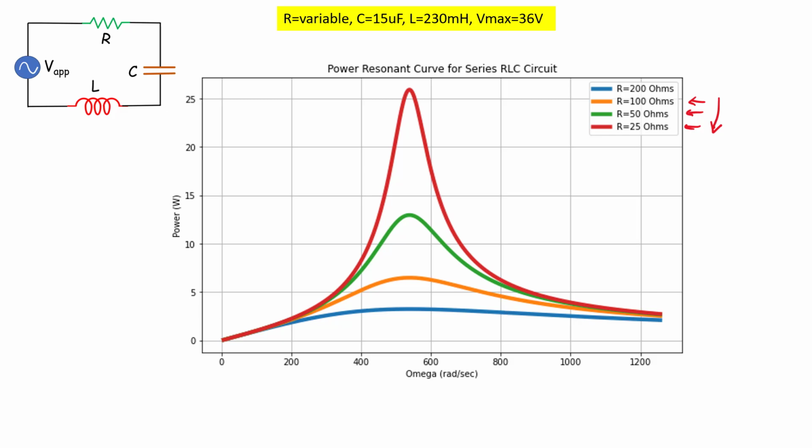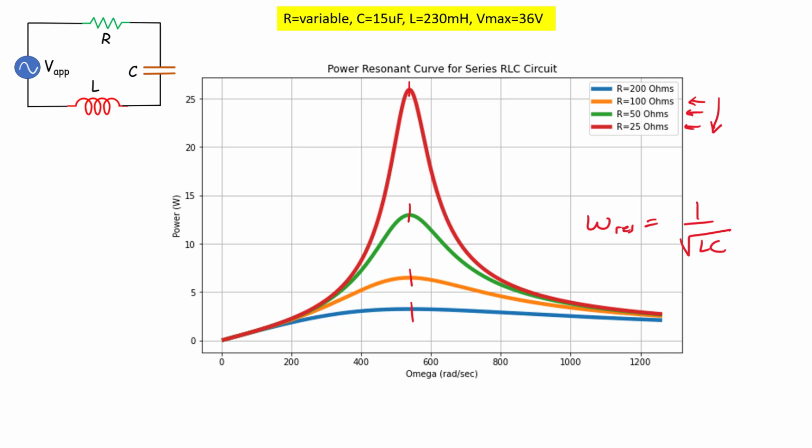First of all, one thing you should notice is that the peak values are all at the same frequency. That's because I haven't changed anything to do with that resonant frequency. It's still 1 over square root of LC, and the only thing I'm changing is the resistance values. So we don't have to worry about that.